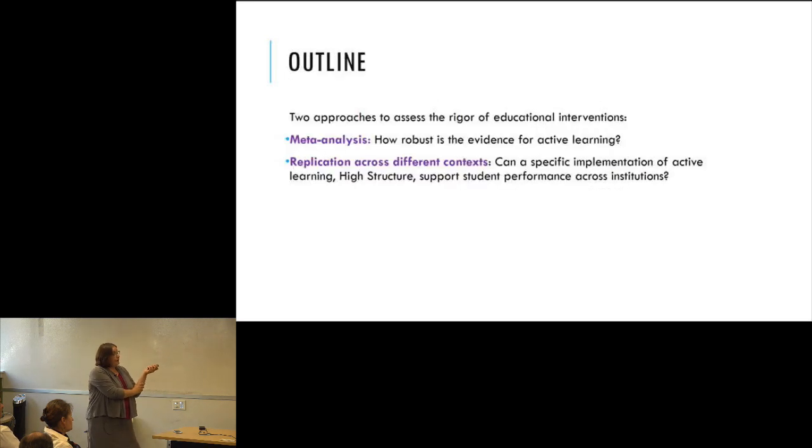Okay. So today I really want to talk to you about two approaches to educational rigor and thinking about educational studies in a rigorous way. So one is a meta-analysis. I'm going to talk to you about this meta-analysis in the context of active learning generally. But another is really thinking about replication across different contexts, right? So can one specific type of active learning work at a community college, at an R1, at a comprehensive university? What needs to change, right, to get it to work? Those sorts of replication studies are going to be really important for understanding what can actually transfer out of a context. So those are the two things I want to talk with you about today. So let's start with the meta-analysis.